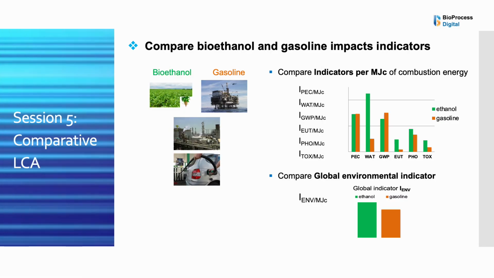In Session 5, you will compare the environmental footprints of bioethanol and gasoline. This includes comparing their individual impact indicators based on their combustion energy. You will also determine a global environmental indicator or score for each fuel.